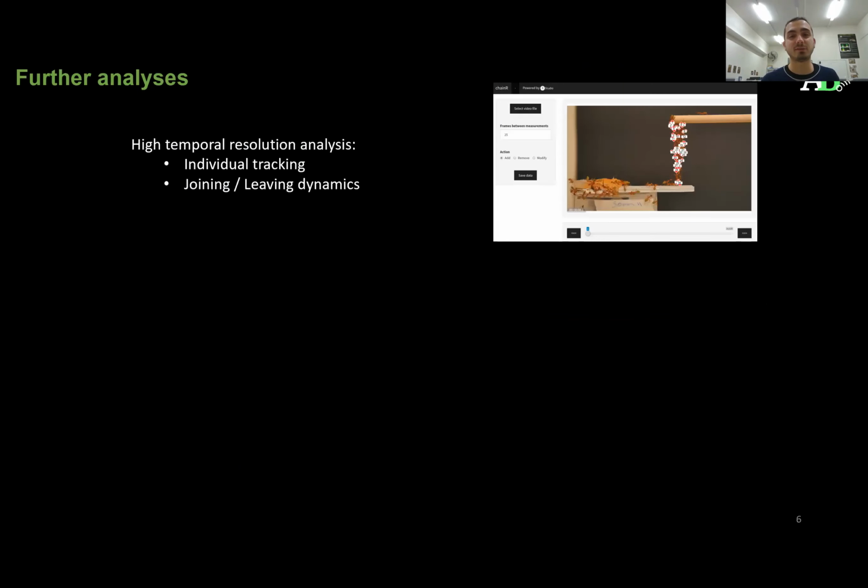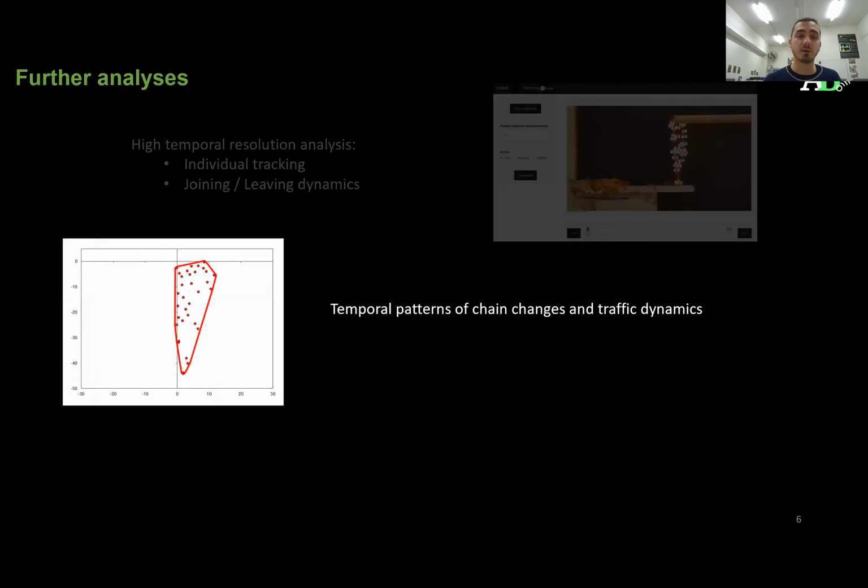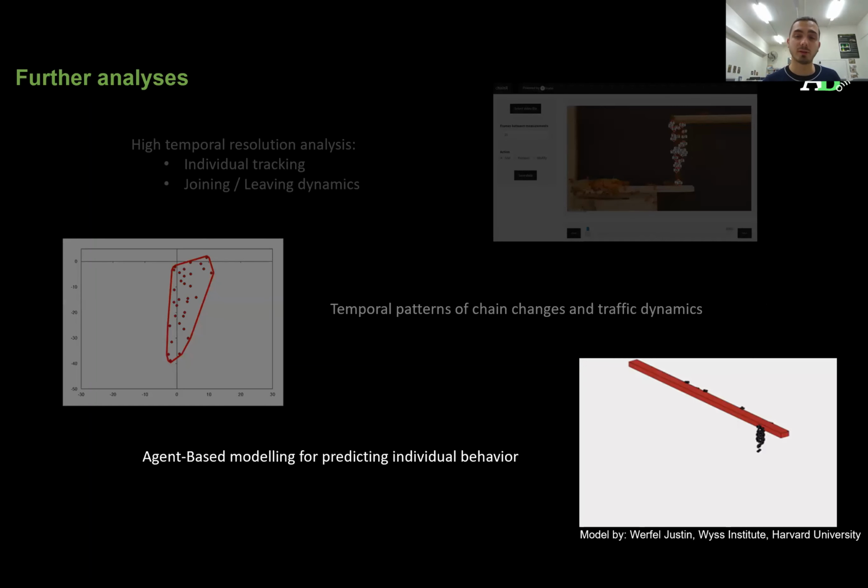However, further analysis will include a higher temporal resolution analysis of the videos, in which we will individually track the ants to understand their joining and leaving dynamics over the course of the experiment. Successively, we will correlate the temporal patterns of the chain changes to the traffic dynamics that we observe over the 10 minutes. And finally, we will model the individual behavior of ants to understand and predict the chain behavior over different kinds of situations and environmental conditions.